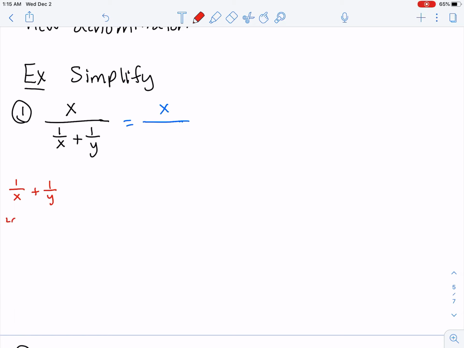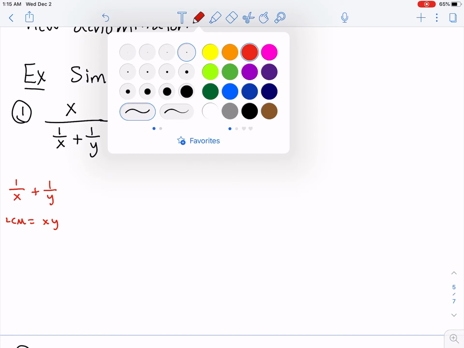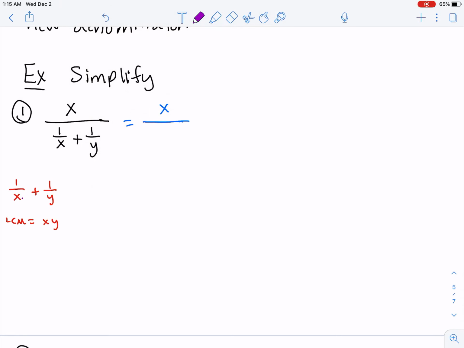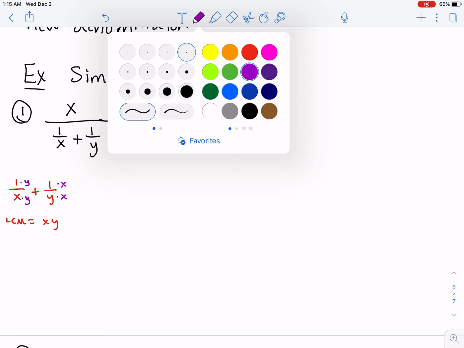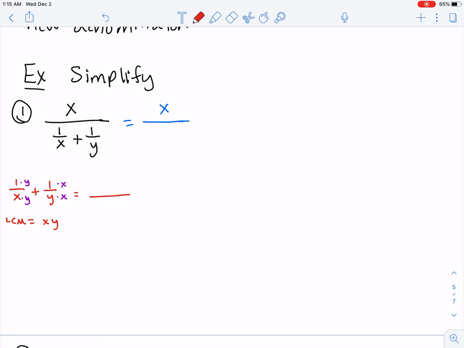Least common multiple, xy. That means I am multiplying, I'll grab purple, multiplying here by y, and here by y, and this one by x, and here by x. Okay, so when I do that, and I rewrite it all over the same denominator, I get y plus x. All right, now that's as simplified as it's going to get. So let me rewrite that up here. (y plus x) divided by xy.